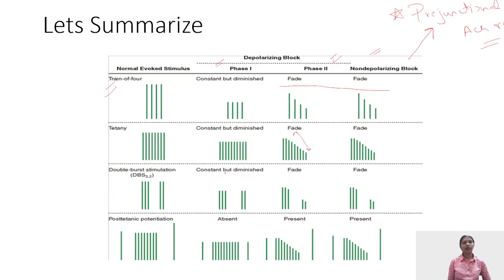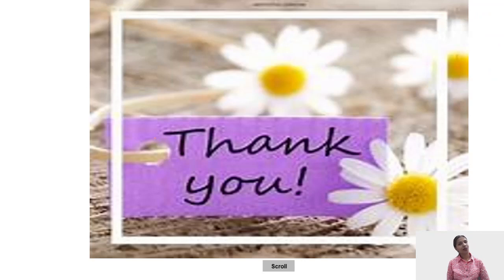Double burst, the same, and then post-tetanic potentiation, which is used in intense block. DBS is more sensitive than TOF, but mostly we use TOF. So the TOF ratio has to be more than 0.9 at the time of extubation. So that is all about the neuromuscular monitoring.